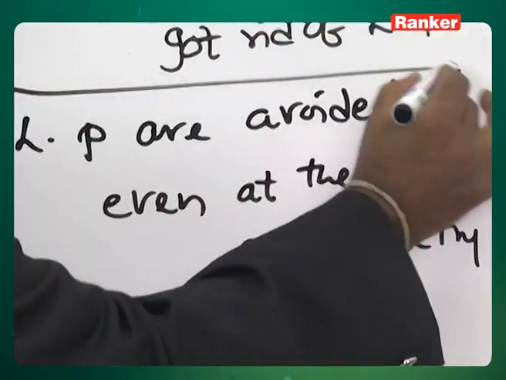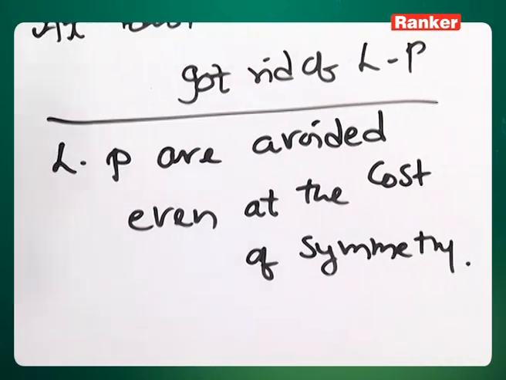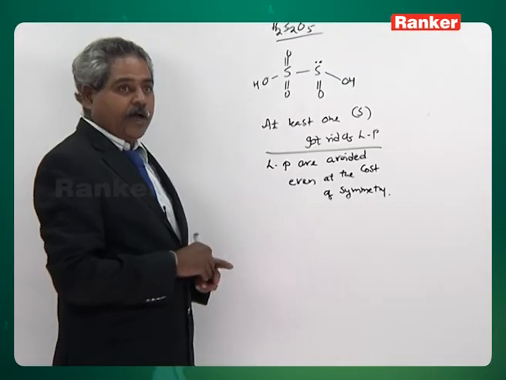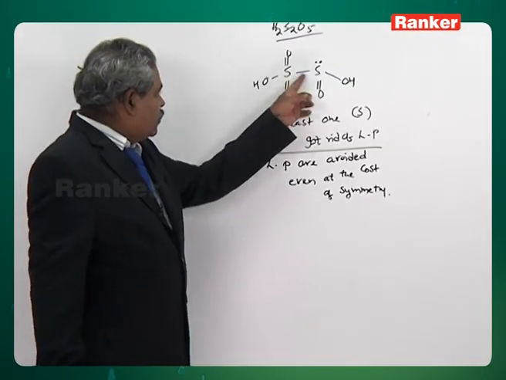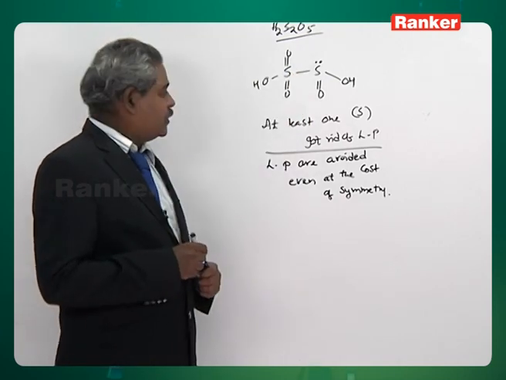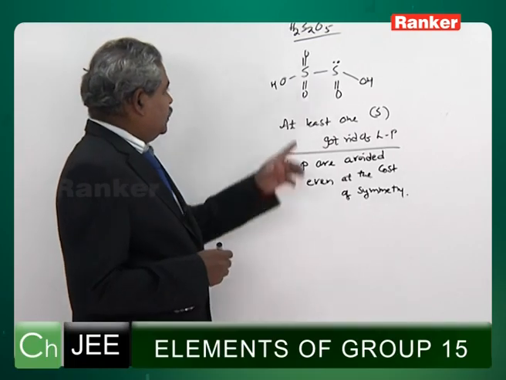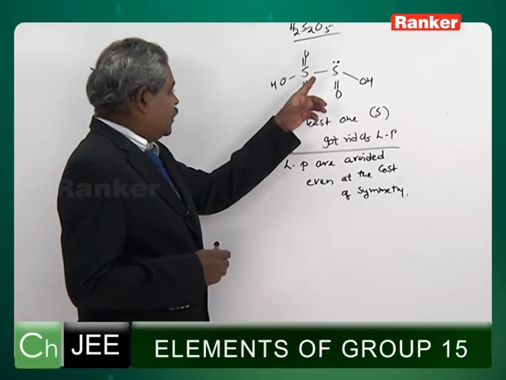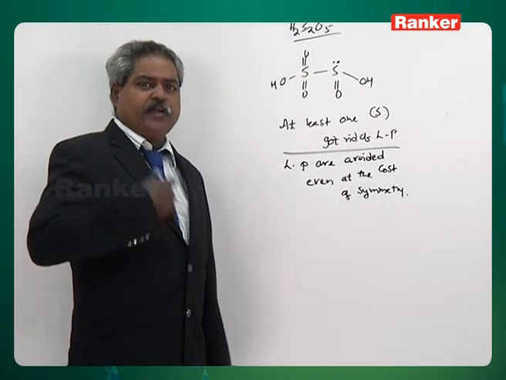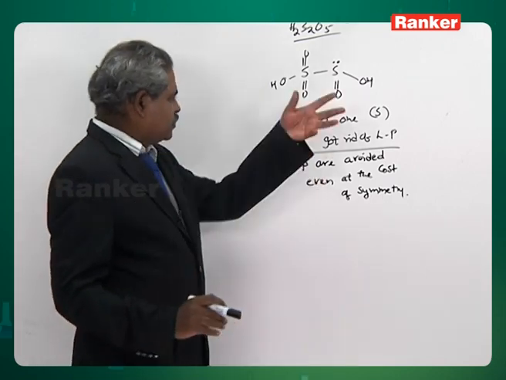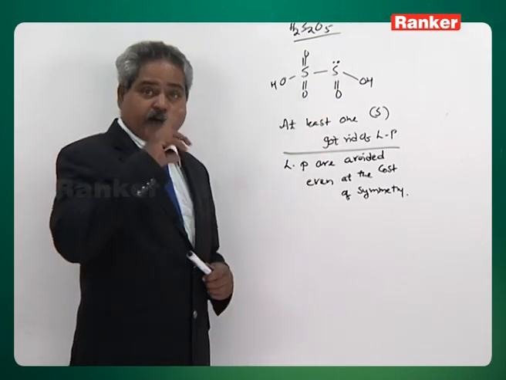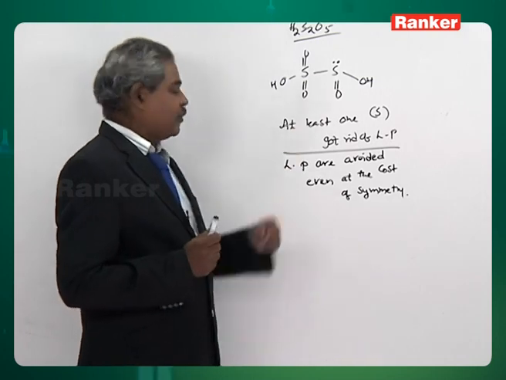So, had the oxygen been at the center, had the oxygen been bridging oxygen, it would have been a symmetric structure. But look here, lone pairs are avoided even at the cost of symmetry. Okay, symmetry is lost, never worry. Avoiding lone pairs is more important.